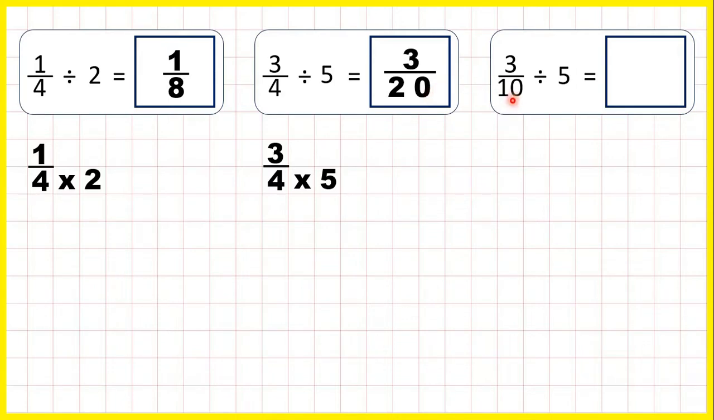Finally, we have 3/10 divided by 5, so we write out the fraction and multiply the denominator by the number that we're dividing by. So 10 times 5 is 50, so our answer is 3/50, because the numerator stays the same.